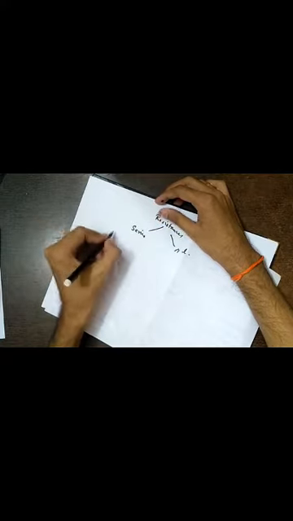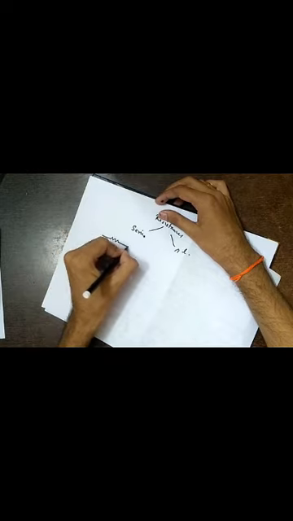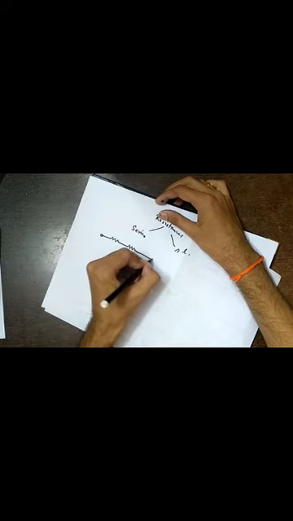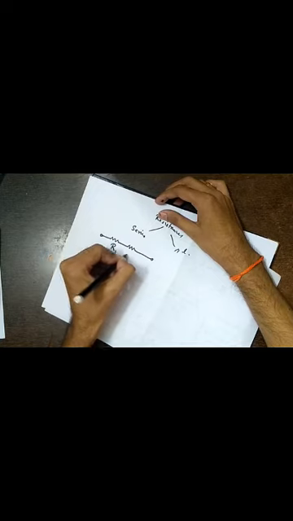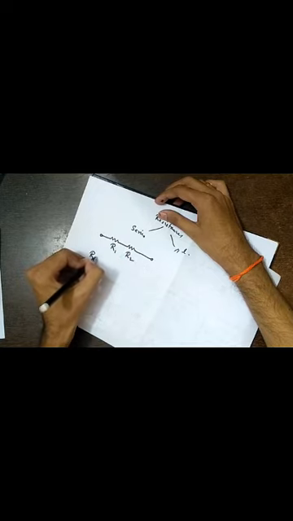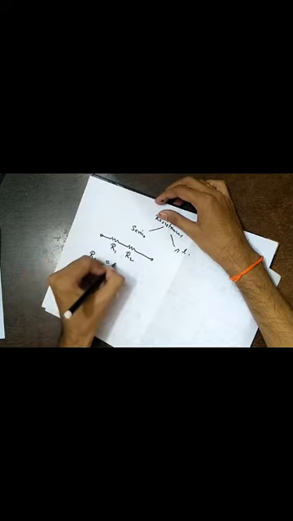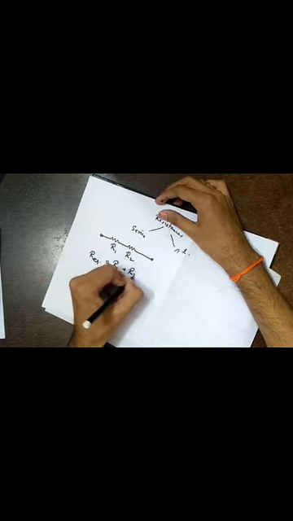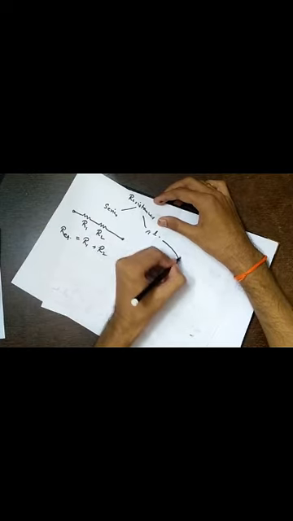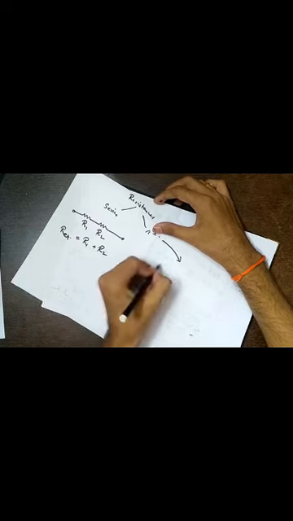When resistances are said to be in series, if they have the same current flowing through them, we say they are connected in series. And what is the combination? R equivalent will be R1 plus R2. Now this is very important: when is a resistance said to be in parallel?